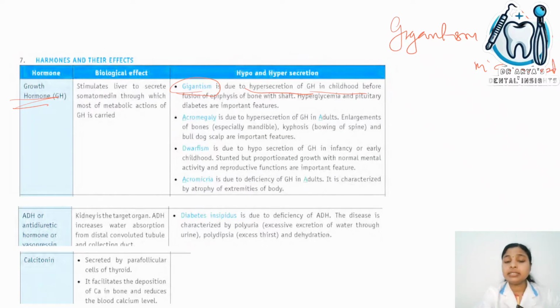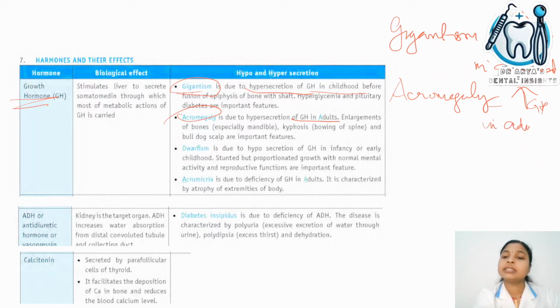Then coming to the next one, that is acromegaly. Acromegaly is due to the hypersecretion of GH in adults. There is a mnemonic: A for A. Acromegaly is due to hypersecretion of GH in adults. Enlargement of bones, especially the mandible, kyphosis, that is bowing of the spine, and bulldog scalp are the important features.